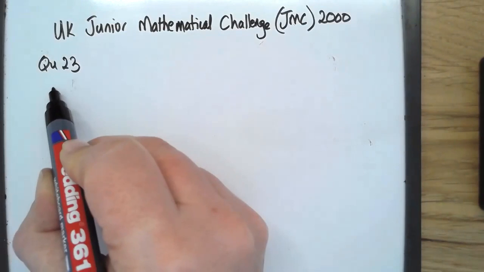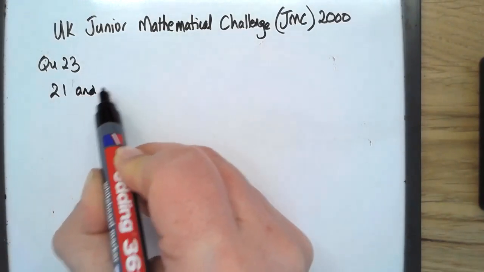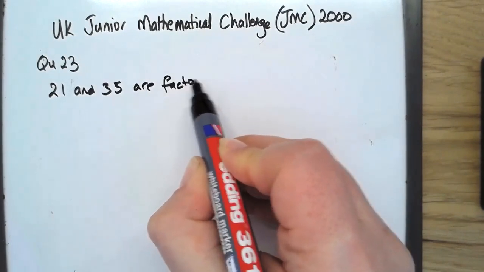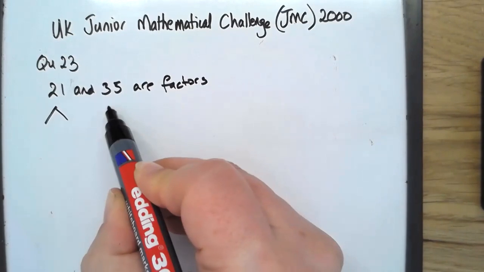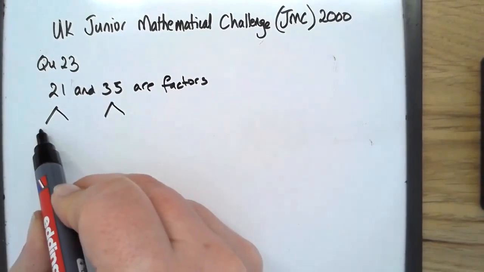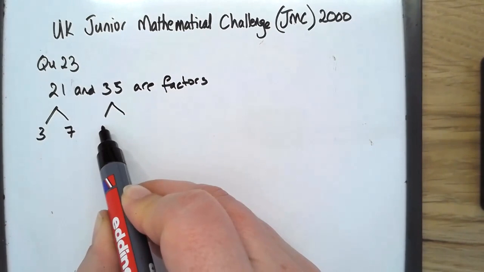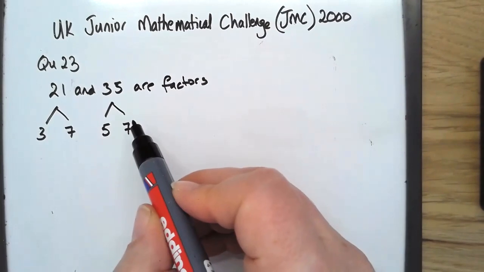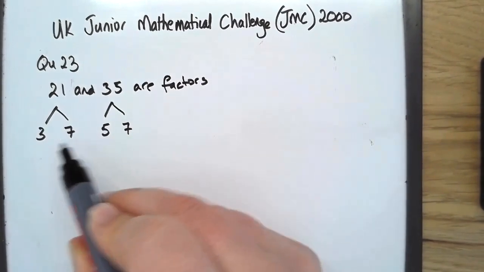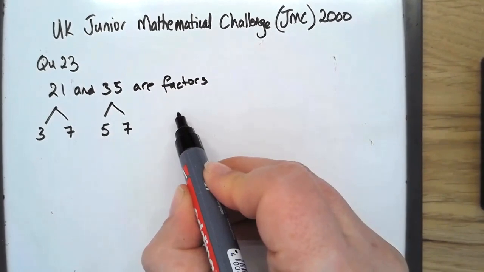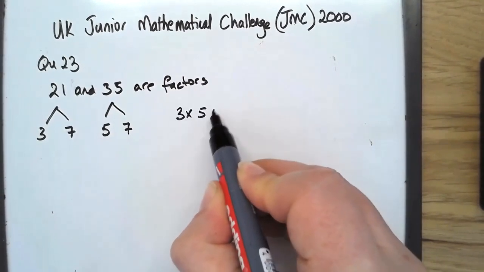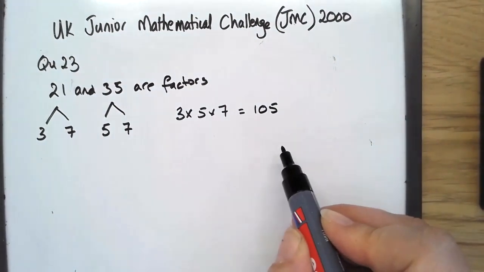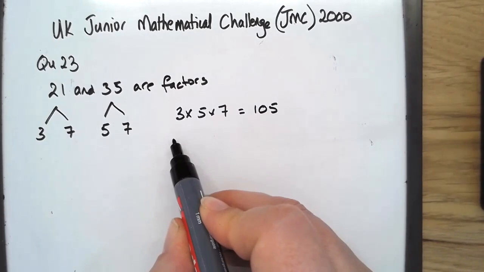So we've got 21 and 35. We're going to look at the factors of 21 and 35, the prime factors. They are the only factors. Well, you've got 1 and 35, 1 and 21. These are the factors we're looking for. 3 multiplied by 5 multiplied by 7 equals 105. So we're going to assume that the number is 105.